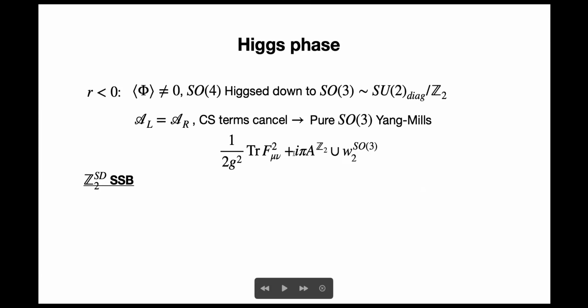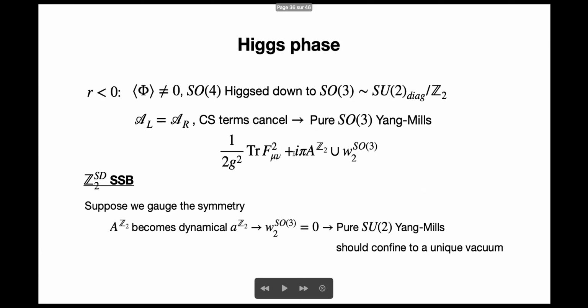So now I want to show you that this global symmetry in the SO3 Yang-Mills theory is actually spontaneously broken. And how to see that? We're still doing the same trick. We'll try to gauge the symmetry first. If we gauge the symmetry, then this A field becomes dynamical. We can integrate it out. We will find that this second Stiefel-Whitney class, which now measures the SO3 obstruction, will be vanishing.